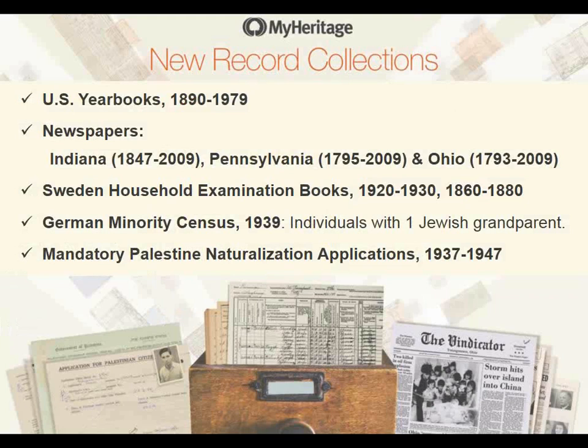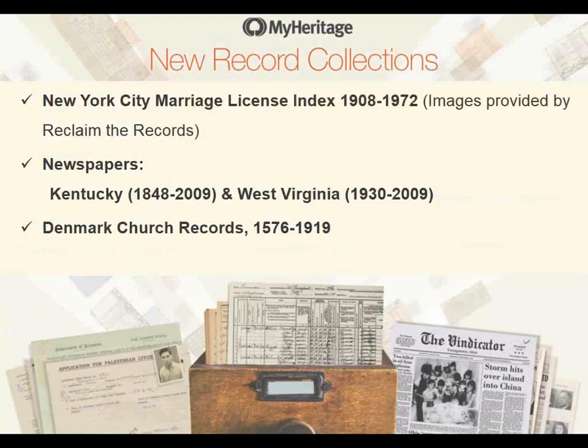Newspapers we released: Indiana, Pennsylvania, and Ohio, and we have more about to be released. Sweden household examination books, German minority census, Palestine naturalization application. Last month, we also released the New York City Marriage License Index from 1908 to 1972.